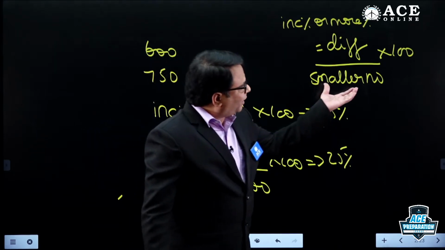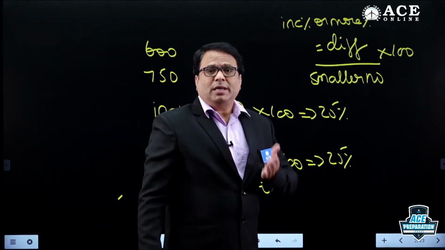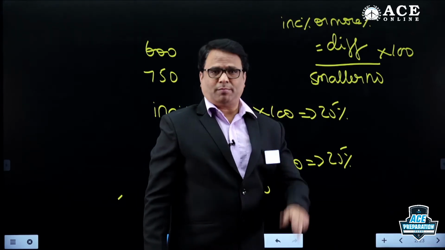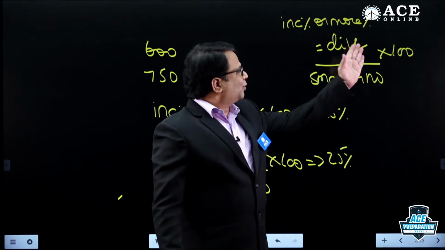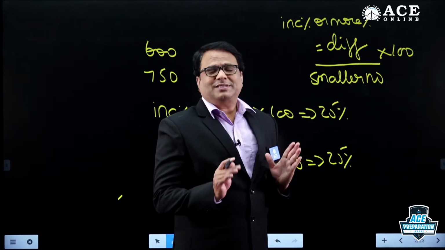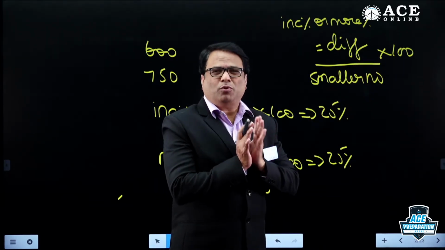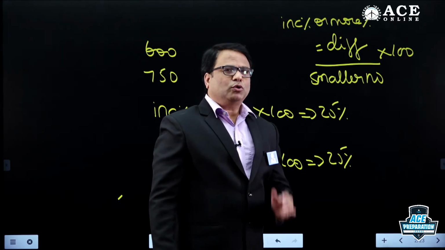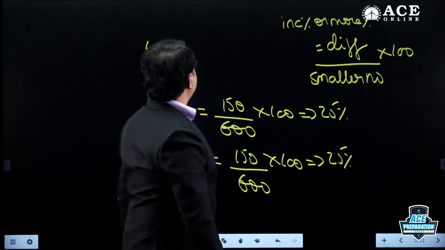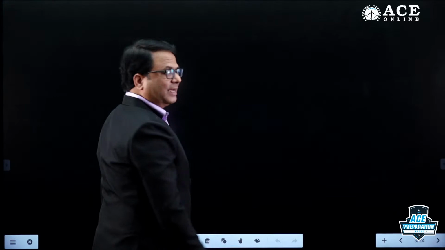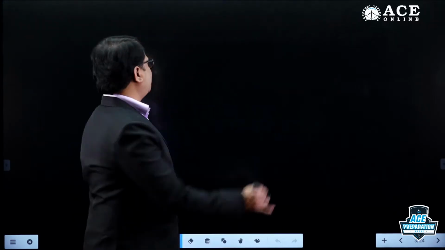Now, why is the denominator the smaller number? Because increase always happens over the smaller number. Okay? And to convert a fraction into percentage, into 100. So this is increase percent or more percent. Now, similarly, we will also see how to calculate decrease percent. Okay? How to calculate decrease percent?